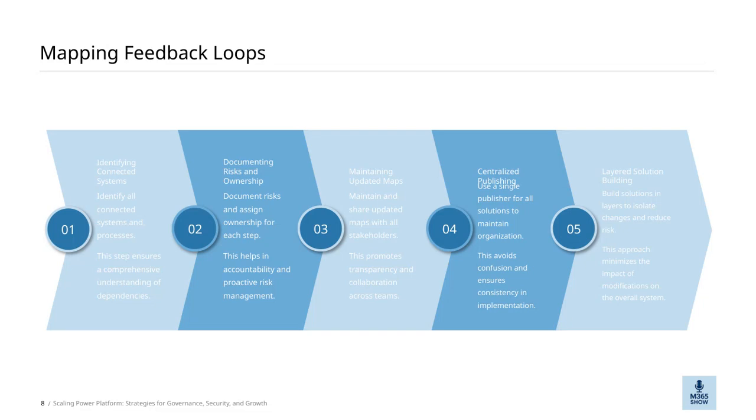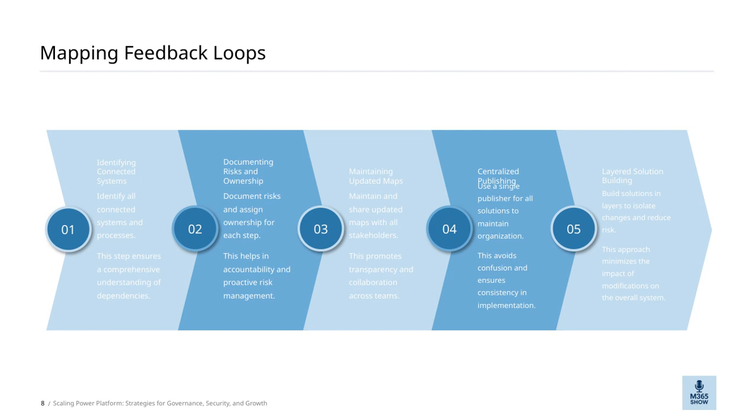Let's talk about mapping feedback loops, which is a crucial part of scaling the Power Platform effectively. First, we need to identify all connected systems and processes. This step is essential because it gives us a comprehensive understanding of dependencies across our environment. Knowing how everything interacts helps us manage changes and troubleshoot issues more efficiently. Next, we focus on documenting risks and assigning ownership for each step. This ensures accountability and allows us to proactively address potential vulnerabilities before they become bigger problems.